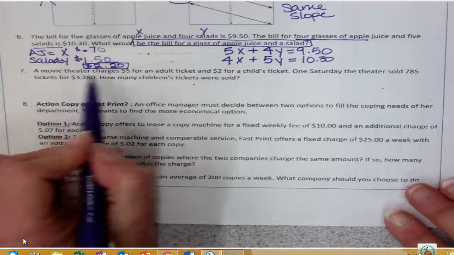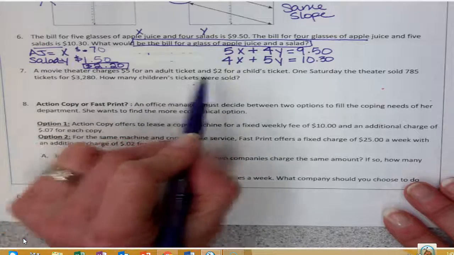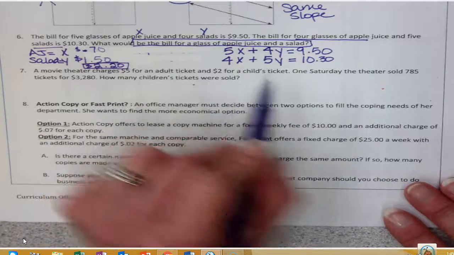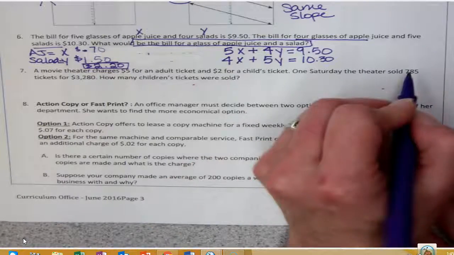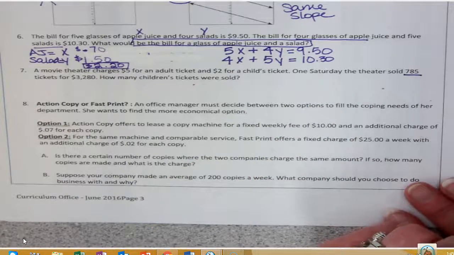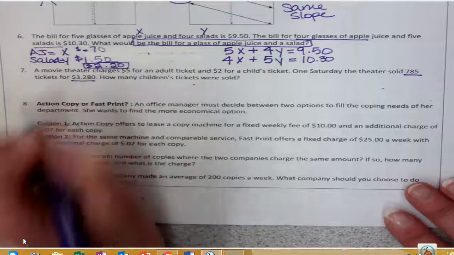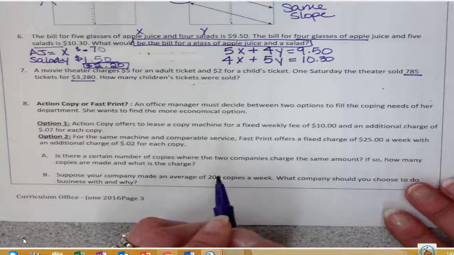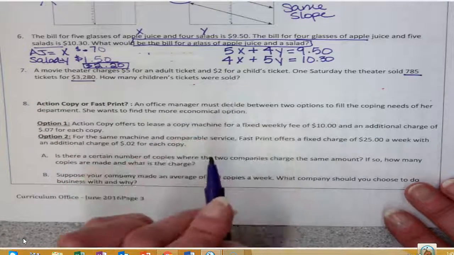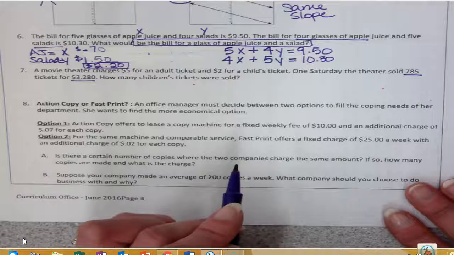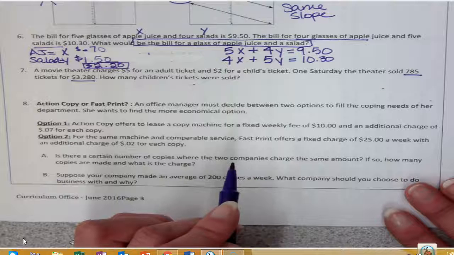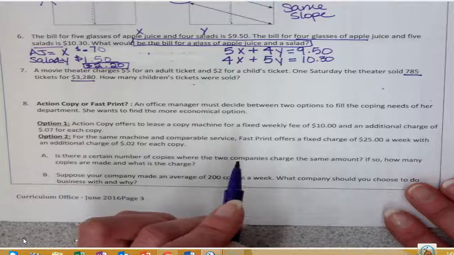Number 7: a movie theater charges $5 for an adult ticket, $2 for a child ticket. One Saturday, the theater sold 785 tickets for $3,280. How many children's tickets were sold? Now, in order to do this problem, you need to do two separate equations. It looks like you can complete this in one equation, but you cannot. You need to do two separate equations.